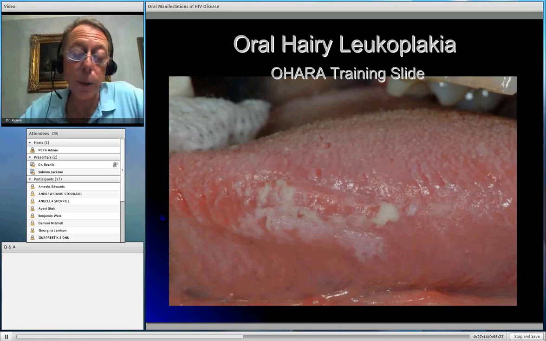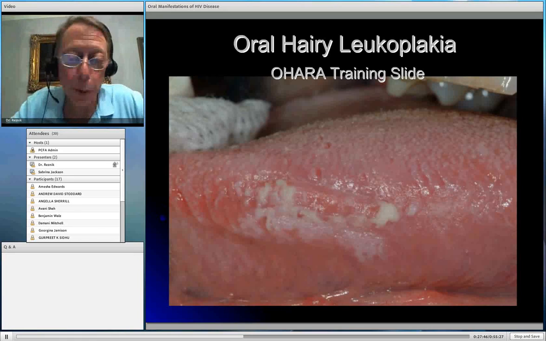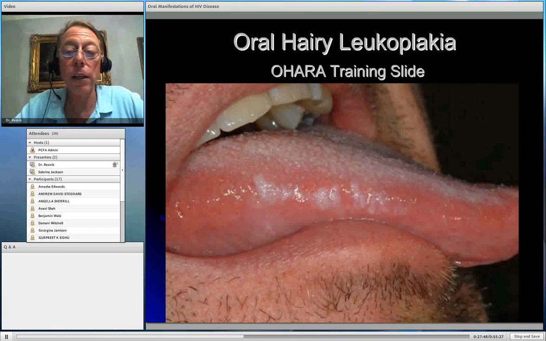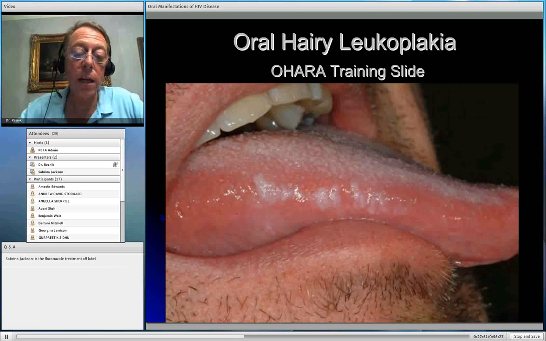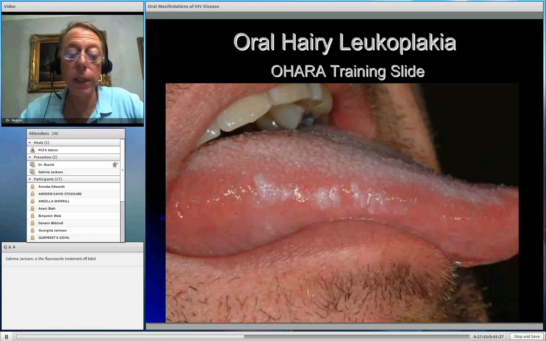This is actually what I refer to as the other white meat, or oral hairy leukoplakia. It's a white lesion that shows up on the lateral border of the tongue. It does not wipe away. It's related to the Epstein-Barr virus.